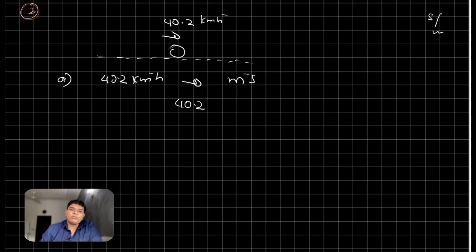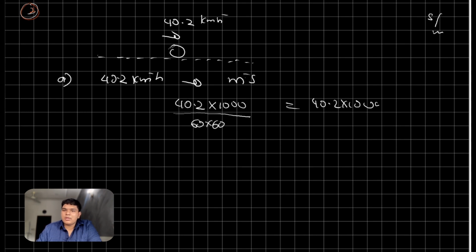So it would be 40.2 multiplied by 1000. Why? Because a kilometer is 1000 meters. So if you were to calculate it from 40.2 kilometers to meters, we would have to multiply it by 1000, and we'll have to convert it from hours to seconds too. So an hour has 60 multiplied by 60 seconds, so that would be 40.2 multiplied by 1000 divided by 3600. Let me do that math for you quickly.